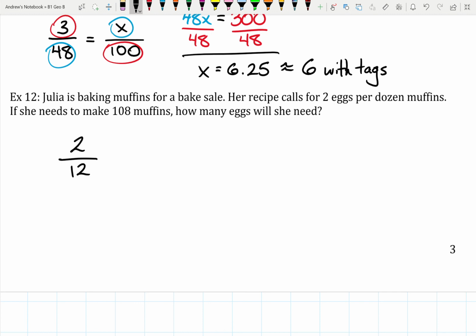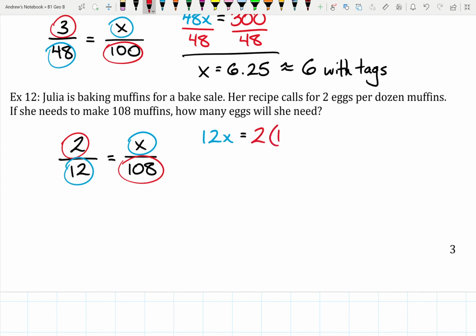So 2 eggs per dozen. She needs to make 108 muffins. We want to figure out how many eggs are going to have to go into that 108. It's the same old deal. We can set up our proportions here and figure out what our cross products are. 12 times x is 12x. On the other side, we're going to have 2 times 108. When I simplify that side, 2 times 108 is 216. And then it's just a matter of dividing to get that x by itself.